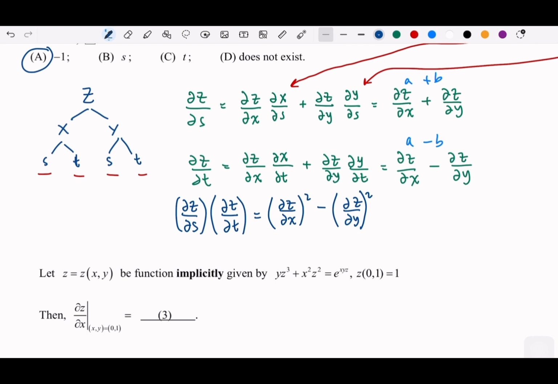Okay, how about if we start the second one here, if you want to try. This is about the implicit method.